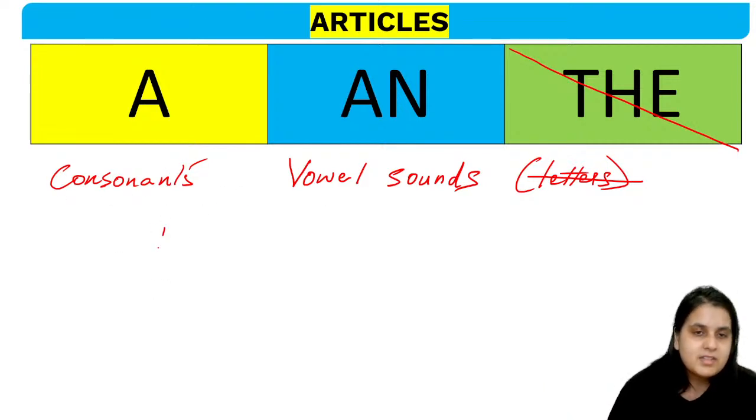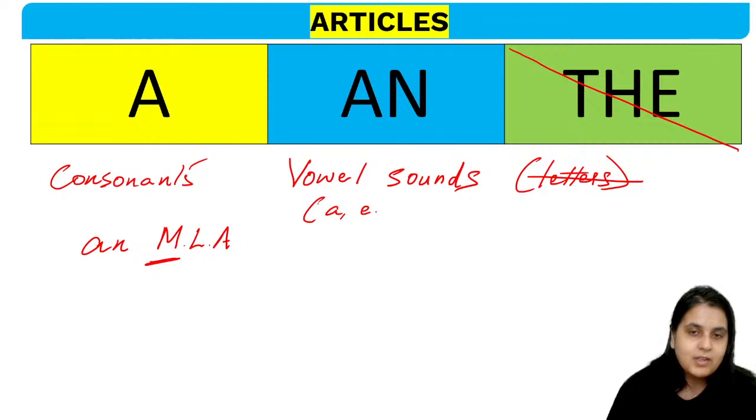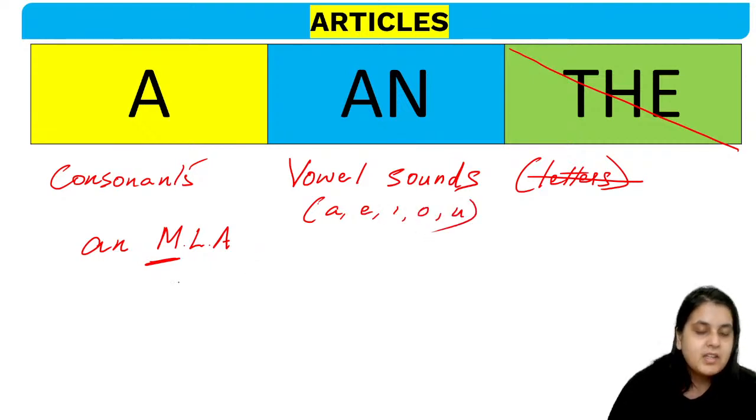Because listen to this. If I say he is dash MLA, now this is not a vowel. M is not a vowel. ये vowel नहीं है. But I will still say he is an MLA. Why? Because when I pronounce MLA, the first sound that comes out of your mouth is A. Got it guys? So vowel sounds are nothing but A, E, I, O, U. So your A, E, I, O, U के जो sounds हैं, उस पे हमको focus करना है.